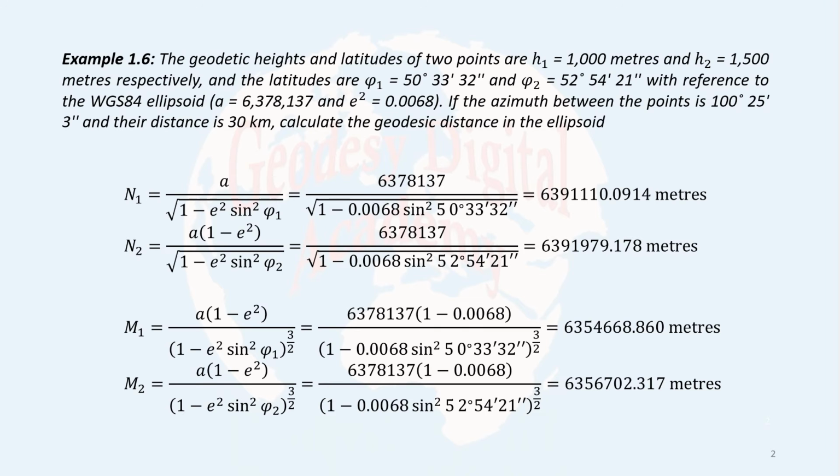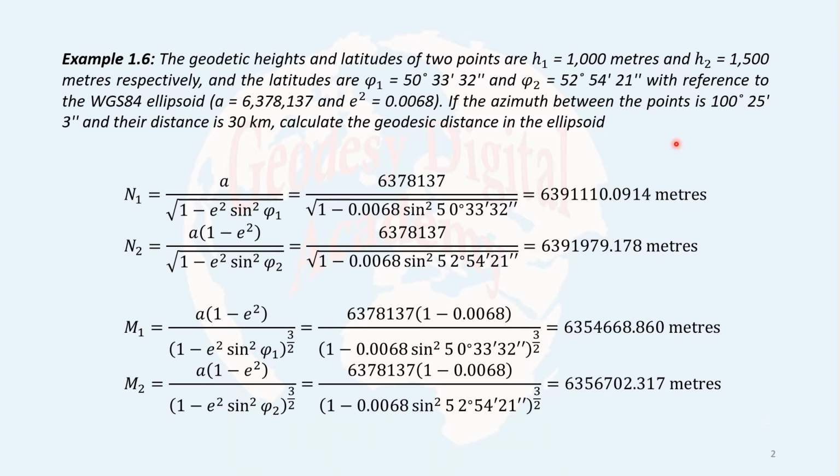Now let us see how this formula can be applied. So consider 2 points with two latitudes phi1 and phi2, which I'm showing here, and the geodetic heights of the points here, and the WGS ellipsoid, as you see. The azimuth between them is this. This is a direct azimuth, actually. And the spatial distance is 30 kilometers. What will be the geodetic distance on the ellipsoid?